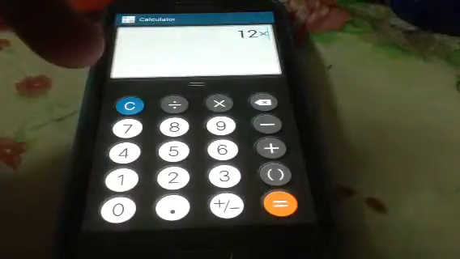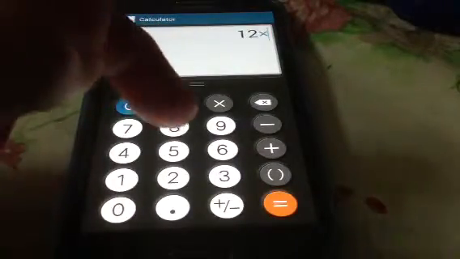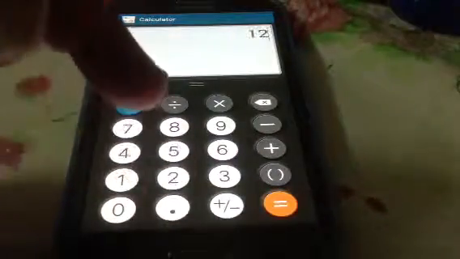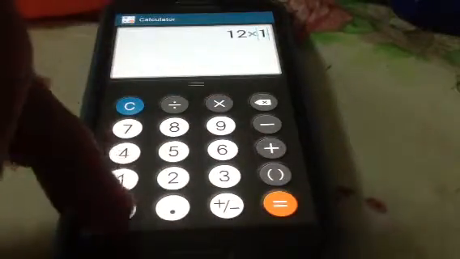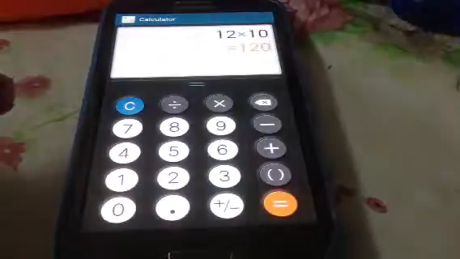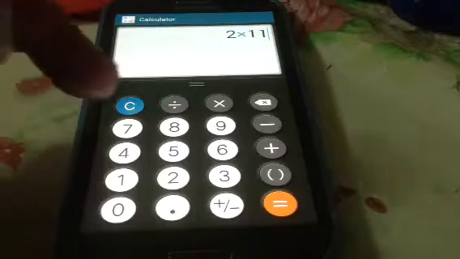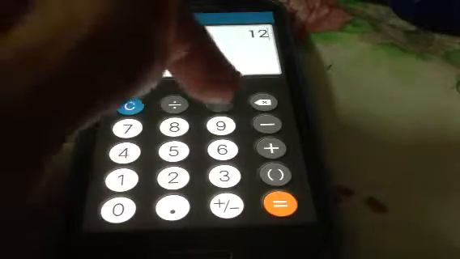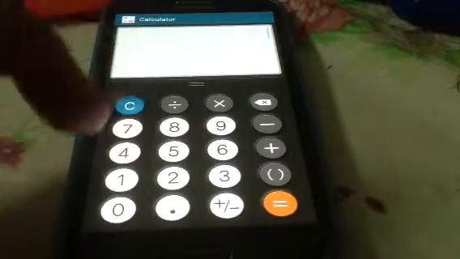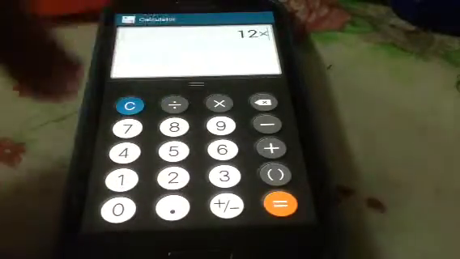12 times 8 is 96. 12 times 9 is 108. And 12 times 10 is 120. And 12 times 11 is 132. And finally 12 times 12 is 144.